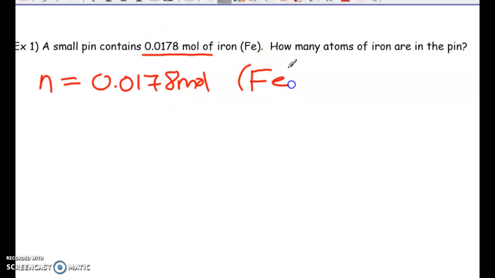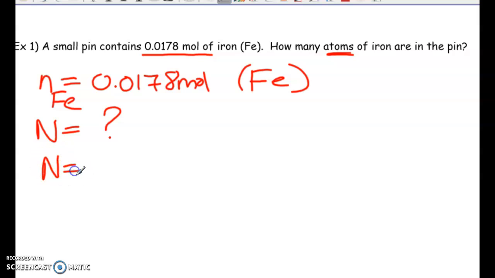Maybe you want to remind yourself of what that is. What we can also do is put the little symbol of what it is beside the mole symbol, so it says moles of iron. How many atoms of iron are in the pin? So we are trying to find the number of atoms. I always would like you to, it's kind of like we're doing GRASP, right? As you're going through this, what are you looking for? The formula is moles times Avogadro's number. And we're going to plug in our value.